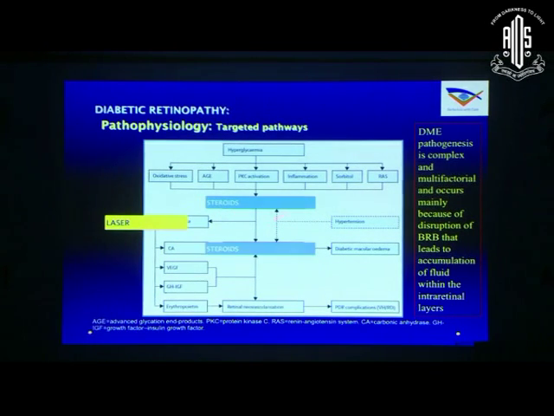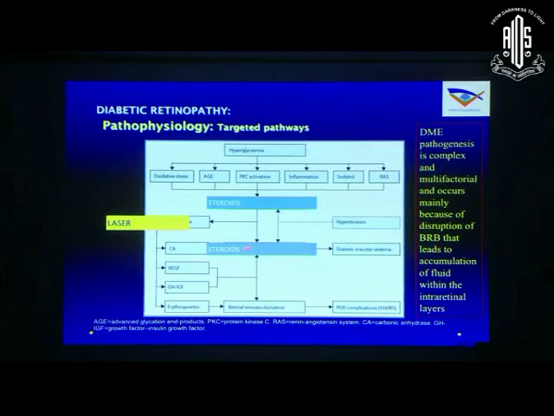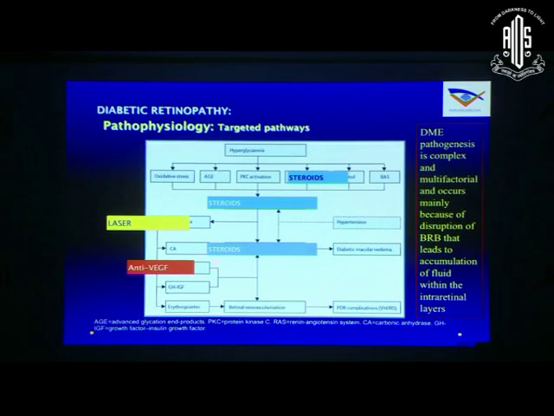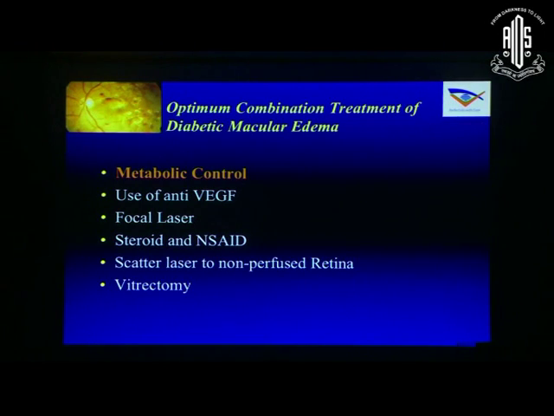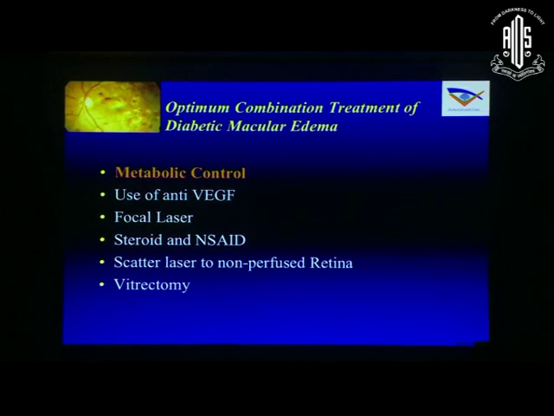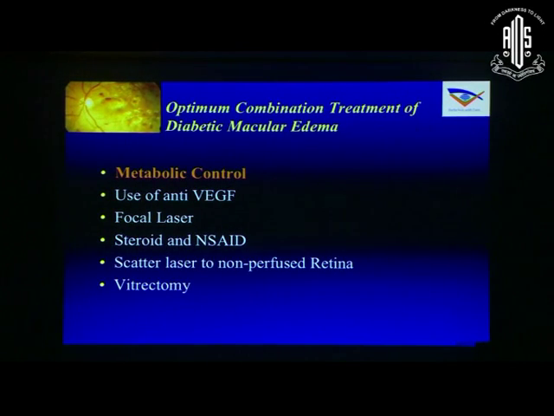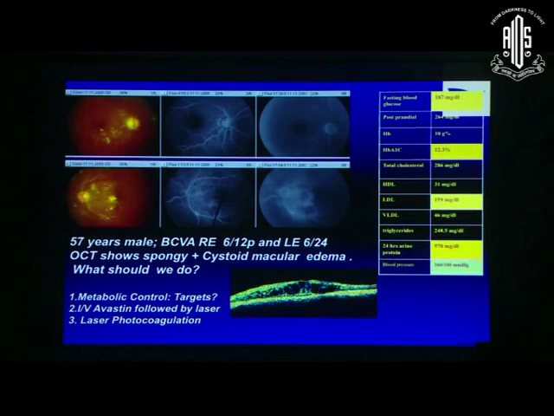You can have steroids, which will act at the level of inflammation, vascular endothelial dysfunction, and vascular permeability. Then you can have anti-VEGF, which is for blocking the VEGF, and there are other minor pathways which we will not go into, using the ruboxistaurin and the somatostatin, which we will not cover during this course. So essentially, the optimum combination treatment for diabetic macular edema is metabolic control, use of anti-VEGF, focal laser, steroids, and doing scatter laser or vitrectomy.